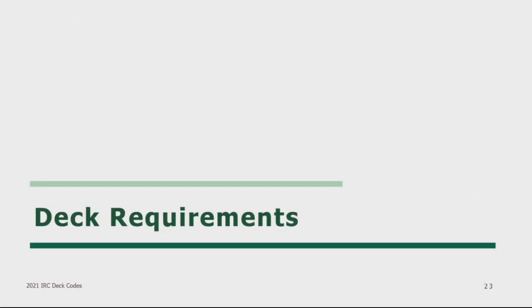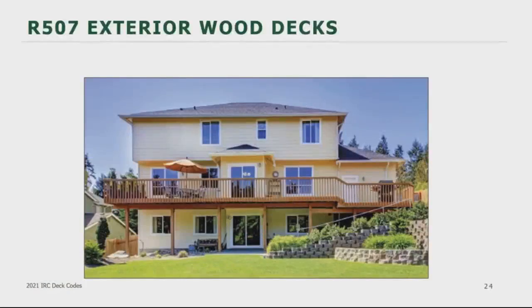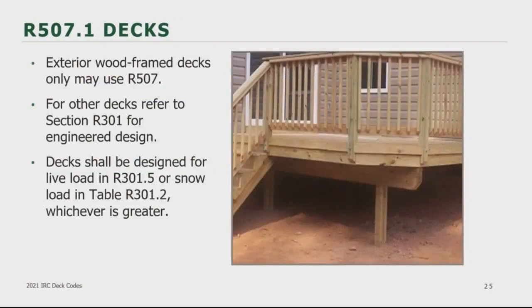All right, let's jump into the actual deck section, R507. Here's a typical standard deck and a good example of what we'll be talking about from here on out. We start off with the administrative section of the deck code. So R507.1 gives you the basic scope of the chapter. You'll notice that this chapter only covers wood decks.